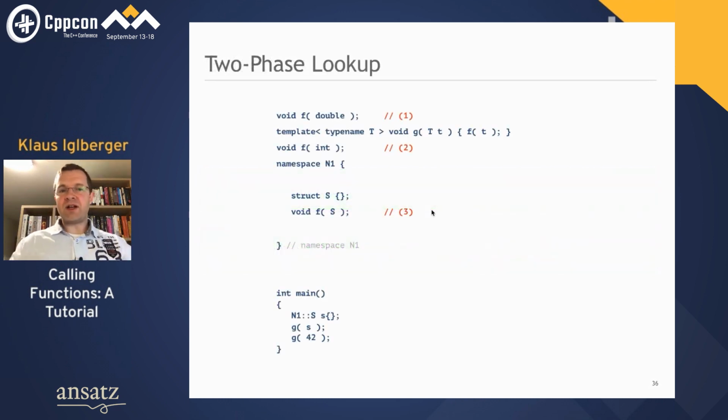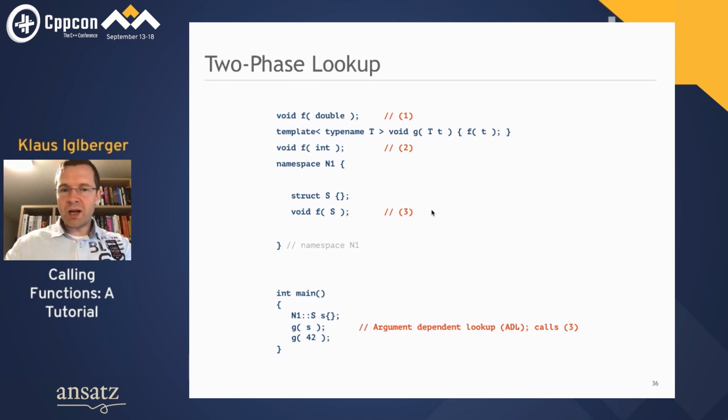Now, there's one more effect in name lookup that I should mention, and that is called two-phase lookup. Let's consider a function f that takes a double. This is my function 1. Again, function g from before. Now an additional function 2 in the global namespace defined after g. And again, the struct s with the according function f. This is my function 3. If in a main function I pass an s to g, then this will actually call function 3, the right function, based on argument-dependent lookup.